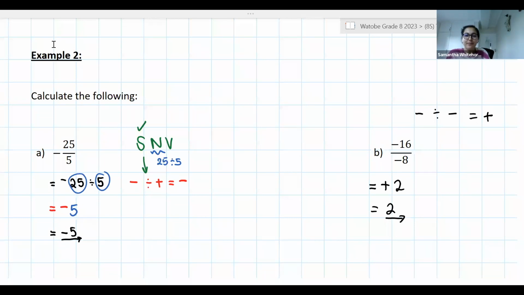Okay, so guys, negative divided by negative is positive. 16 divided by 8 is 2. So honestly, the only thing there to be careful of is those signs.